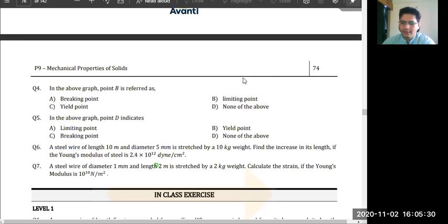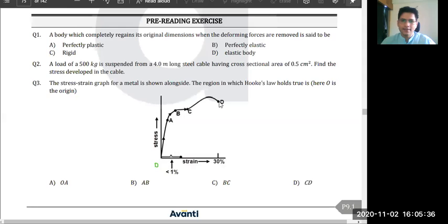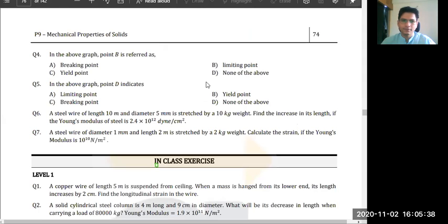Next, fifth one, D. So I'll just show you the D. D is easy. D is, tell me guys. Yes, very good, Vivek, very good, Akshaya. Breaking point, right? It's easy. Now, sixth one.